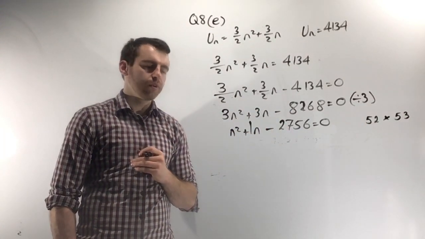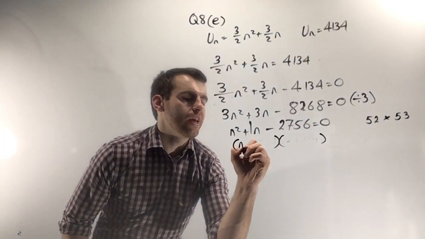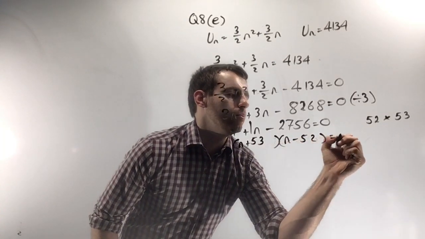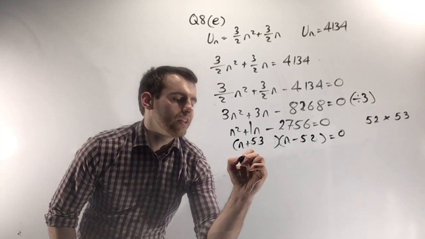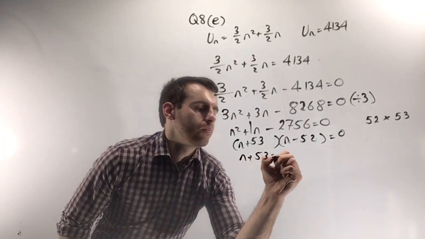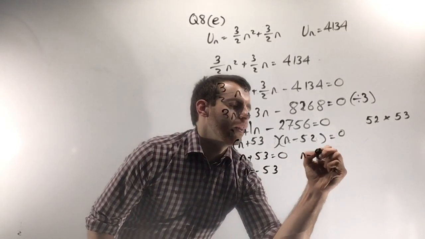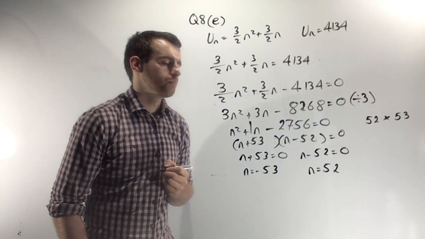And now it's straightforward enough for me to factorize this. In this case, my two factors are going to be n plus 53 times n minus 52 equals 0. But obviously I need to solve this. So I let each factor equal 0. I get n plus 53 equals 0, which means n is minus 53. Or else n minus 52 equals 0, which tells me n is equal to 52.